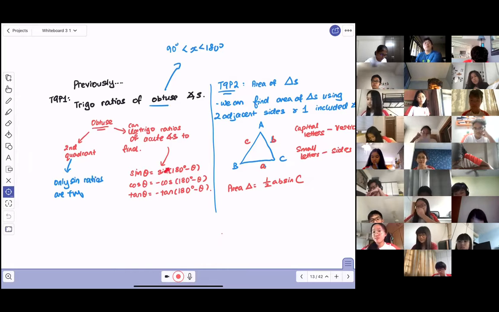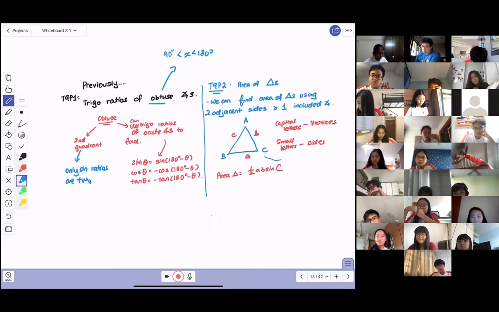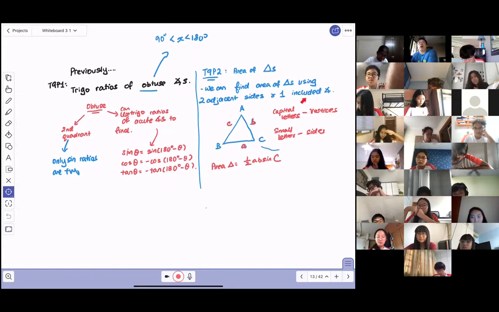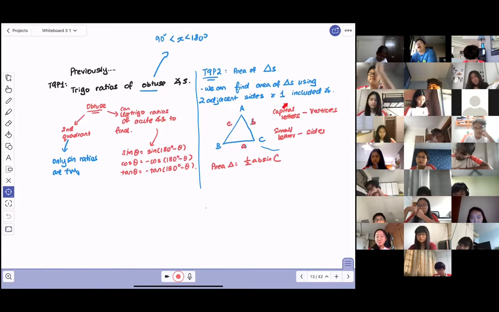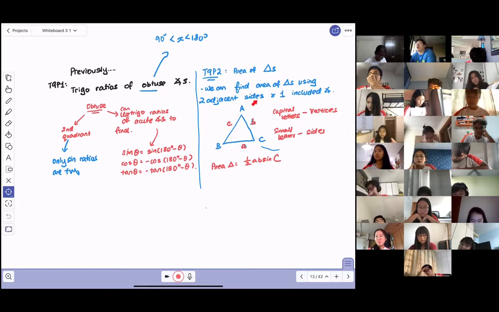Okay, so after that we went into part 2. Part 2, basically the idea was that now we can find the area of a triangle using SAS, 2 adjacent sides and 1 included angle. Don't need the vertical height anymore. We can find the area of the triangle just by using 2 adjacent sides and 1 included angle.